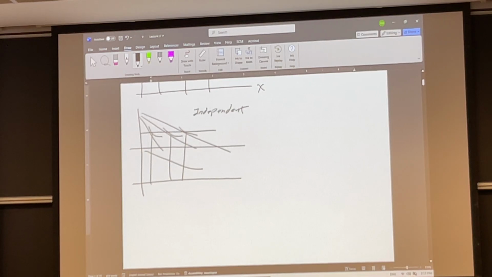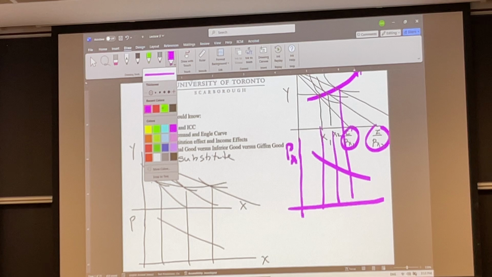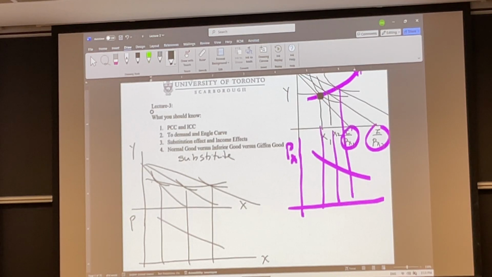That is the graph. So the demand is from the PCC. The PCC is the locus of all optimal points. So what we did last session was just one point on it. Last session we assumed you know the price of X, you know the price of Y, you know the income, and we optimized. That's technically one point on the PCC and one point on demand.